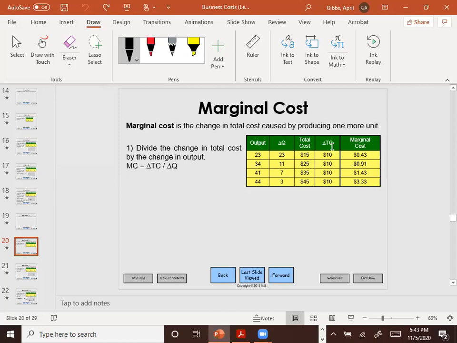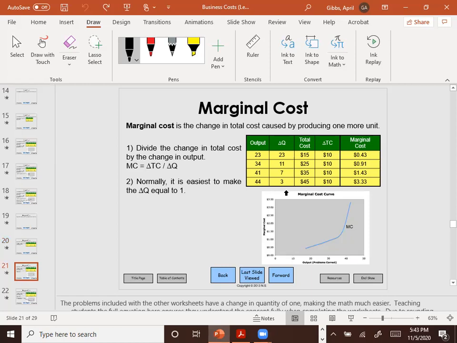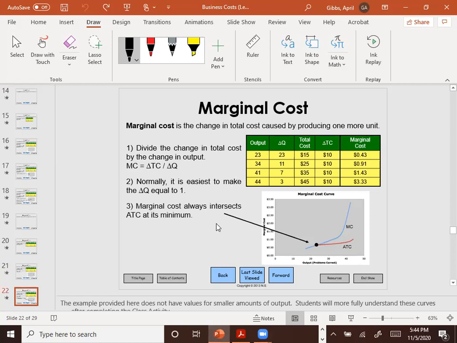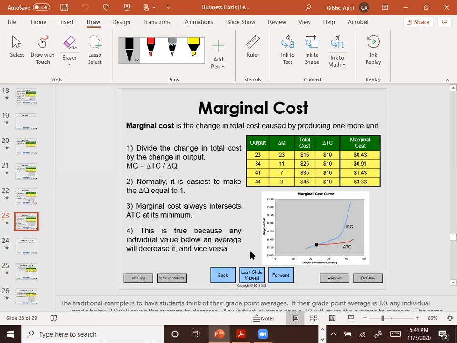So you see the change in our total cost in this example, it stays the same. We're going up by tens. Normally it's easiest to make the change in quantity equal to 1. So that's what that triangle means, is change in. Marginal cost always intersects the average total cost at its minimum. This is true because any individual value below an average will decrease it, and vice versa.